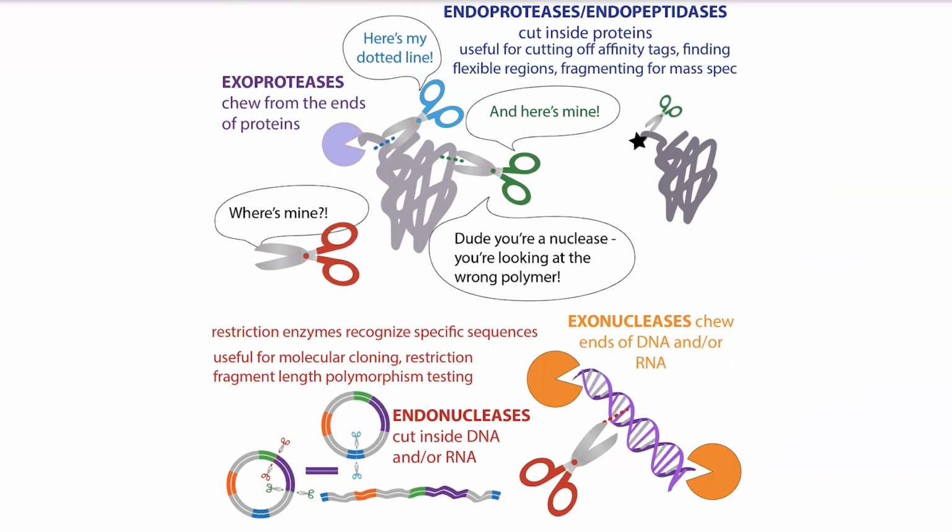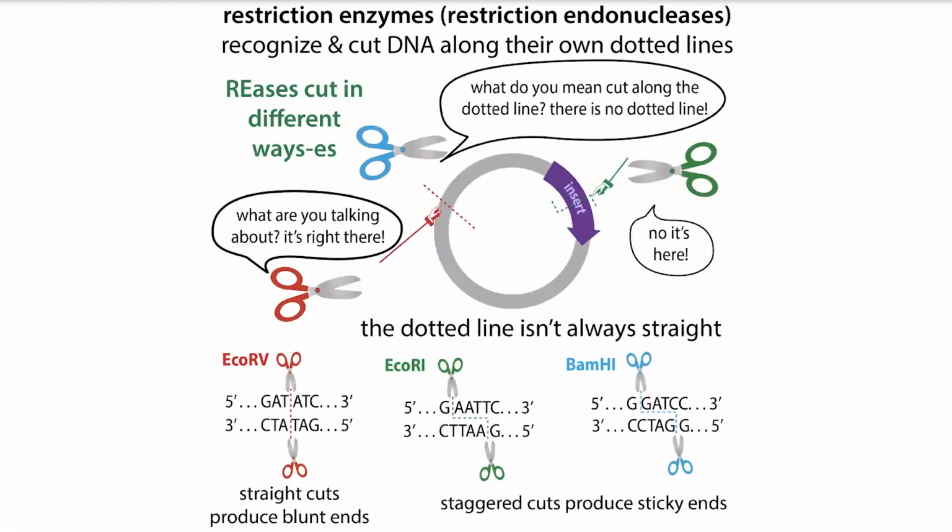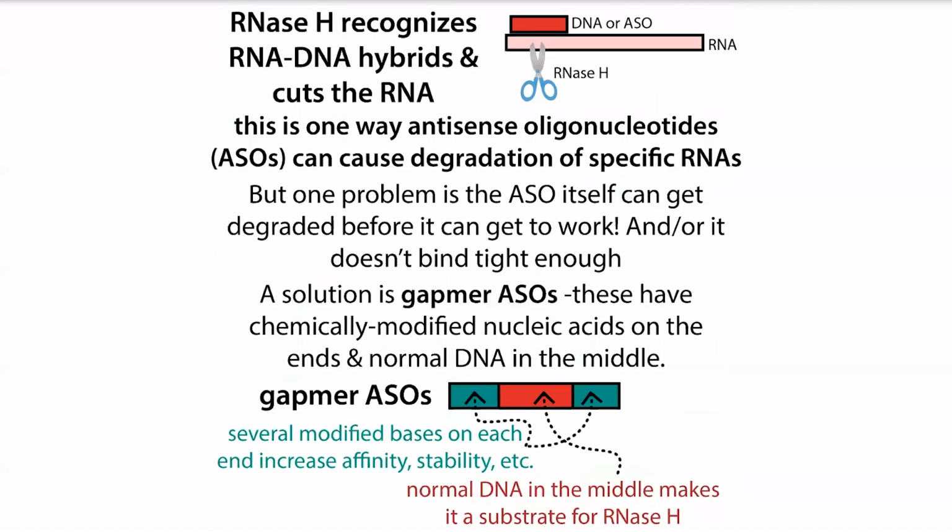Different nucleases have different specificities. Some chew from the ends. Some, in the case that we use in the lab a lot, are like restriction enzymes that bacteria have that recognize really specific sequences. We also saw cases where we have enzymes like DpnI that recognizes methylated DNA. So there are various specificities for different nucleases. And there's this one called RNase H. The one we're talking about most is RNase H1.